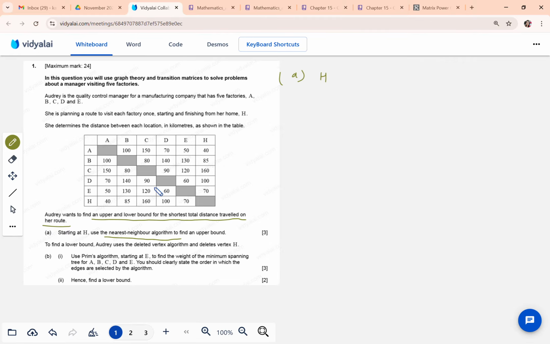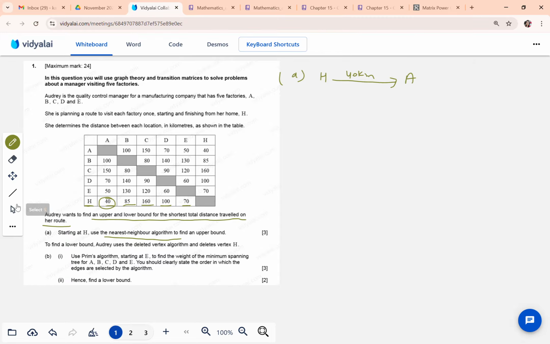So H is my starting vertex, and then I will see the nearest vertex to it. So you just see the row of H. H to A distance is 40, H to B distance is 85, H to C is 160, H to D is 100 and H to E is 70. So you can see minimum out of these 5 is 40. So firstly she will travel from home to factory A covering a distance of 40 kilometers.